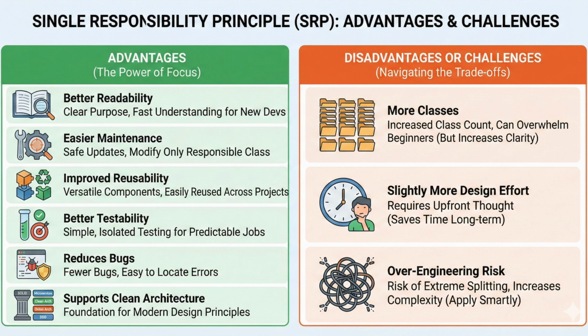SRP in microservices. In microservices architecture, SRP is extremely powerful. Each microservice should handle one bounded business responsibility. For example, a payment service handles only payments, an order service manages only orders, an inventory service manages product stock. Each service focuses on one domain, which makes systems scalable, independent, and robust.